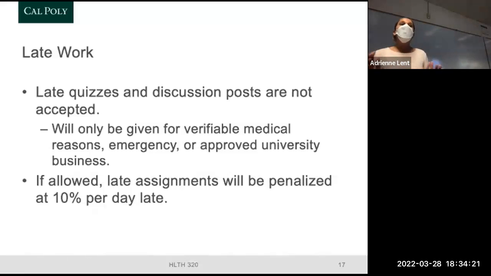For other assignments, if they are late, I have a relaxed late policy. They're only penalized at 10% per day late, but please don't do that. If something comes up, if you're sick, if you have an emergency, please let me know and I can work out a plan with you.